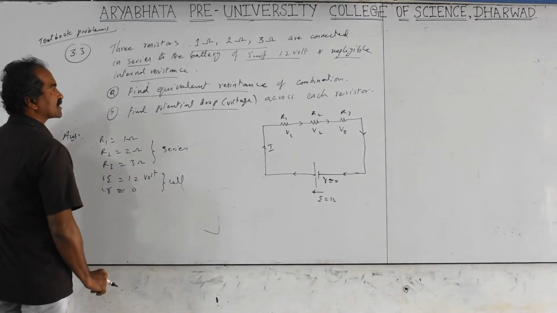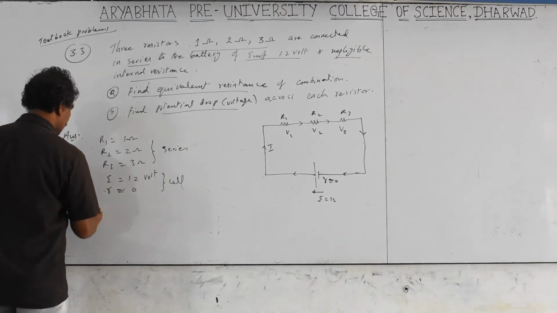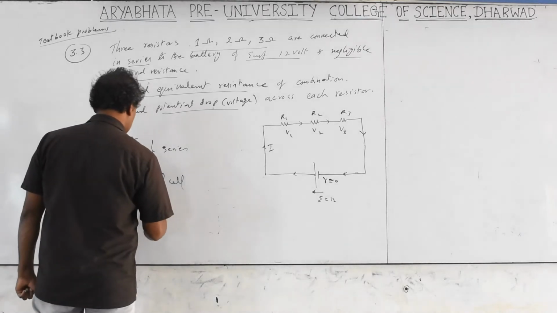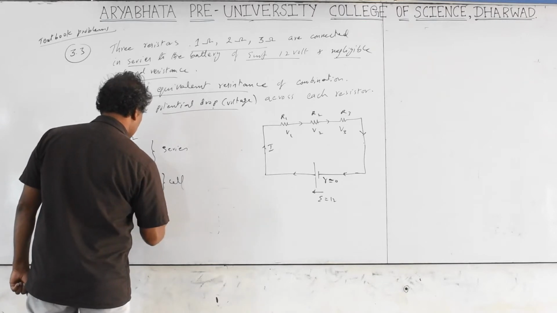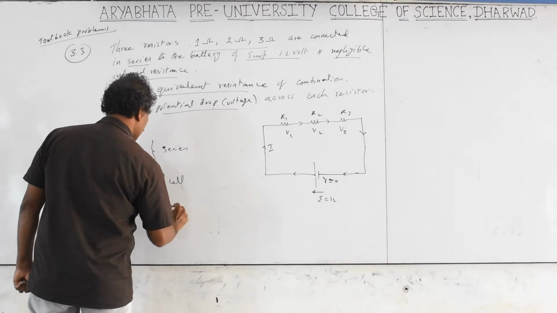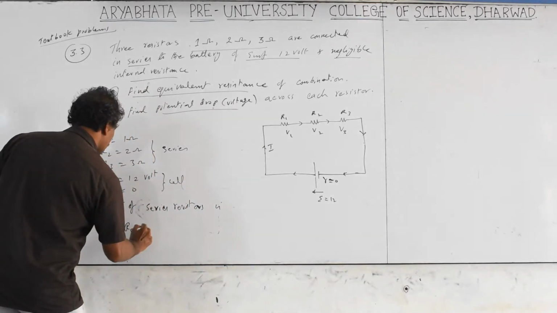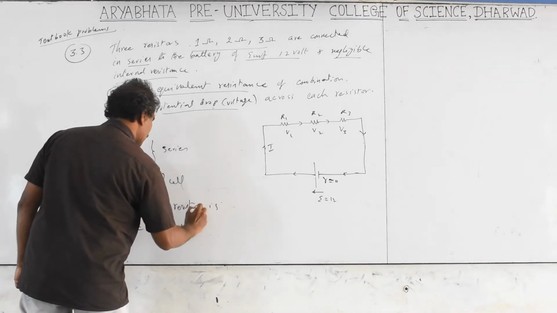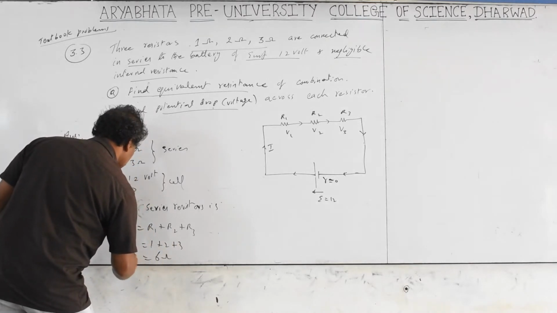Next, equivalent resistance. For a series combination, the resultant or equivalent resistance R series is equal to R1 plus R2 plus R3, which is 1 plus 2 plus 3, which is 6 ohms. So the resultant resistance is 6 ohms.